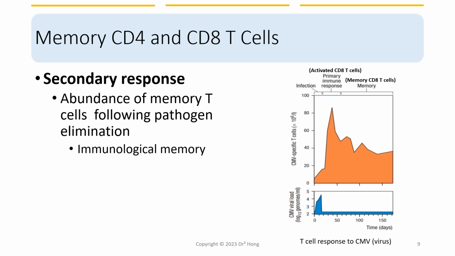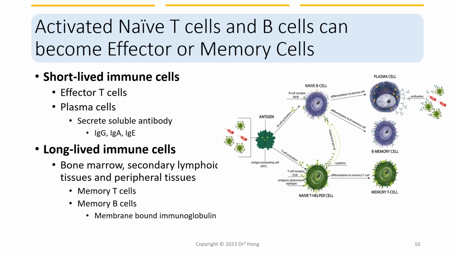Once a pathogen has been eliminated during primary immune response, the number of memory T cells will outnumber the number of effector T cells for the same pathogen. This is immunological memory. In summary, activated naive T cells and B cells can become effector or memory cells.